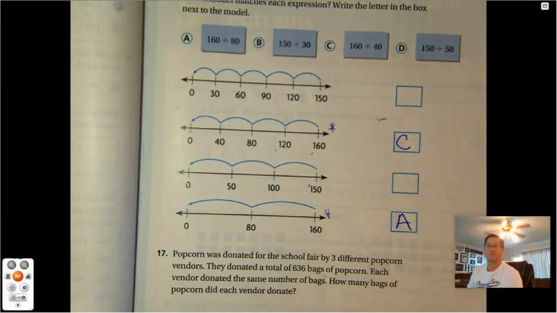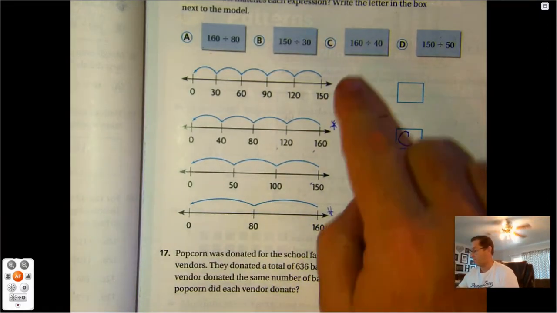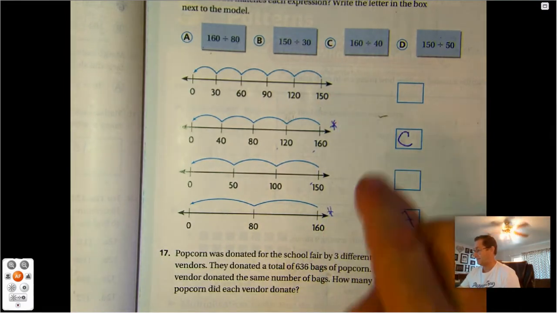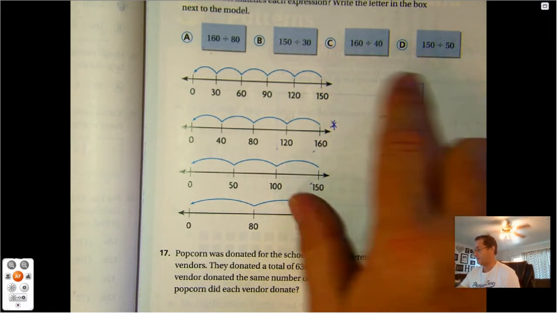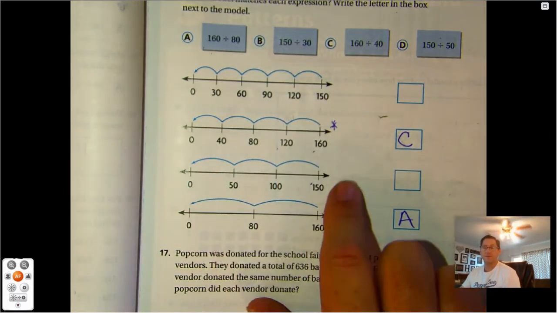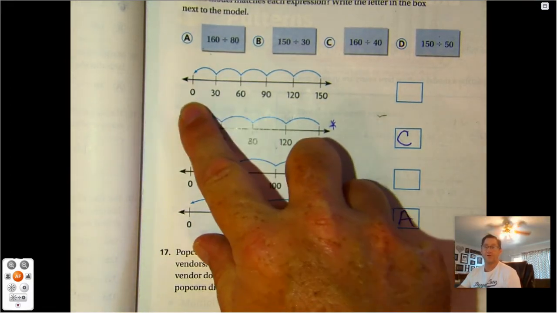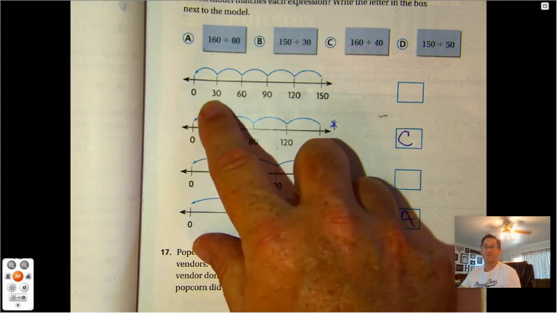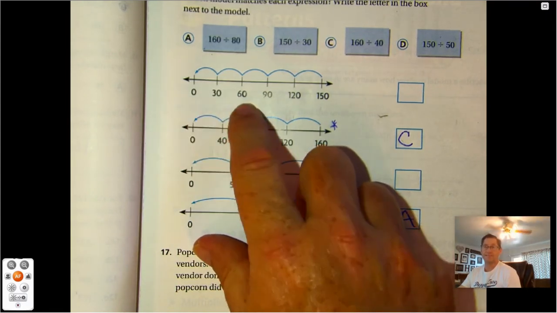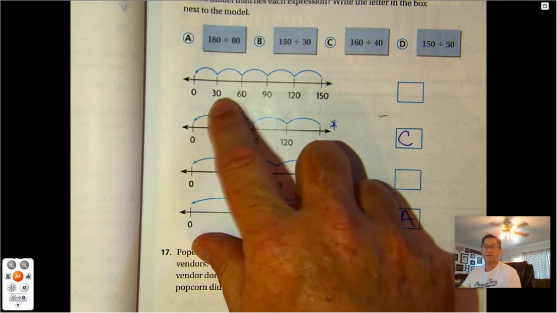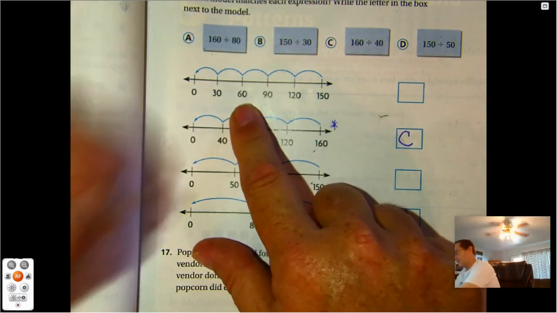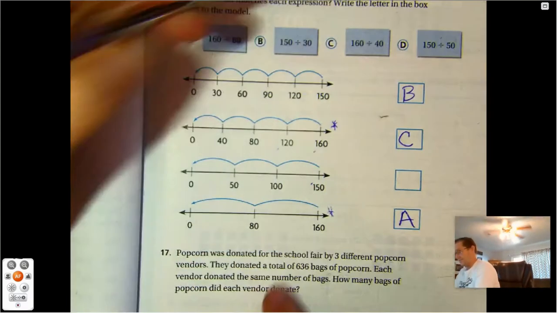Okay, now we have 150 divided by 50, or 150 divided by 30. So what are they subtracting by here? 30, right? 30 take away 30 is 0. 60 take away 30 is 30. 90 take away 60 is 30. So this one is B, which means this one must be D.